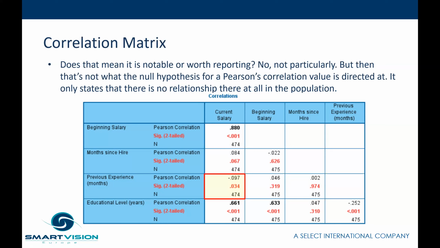So that's why knowing what the null hypothesis associated with a test is so important, because it's not saying this is a notable relationship. It's just saying that it's probably not zero. And that's not necessarily terribly interesting.